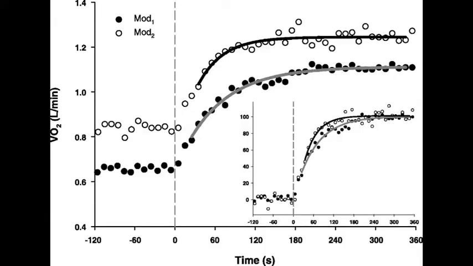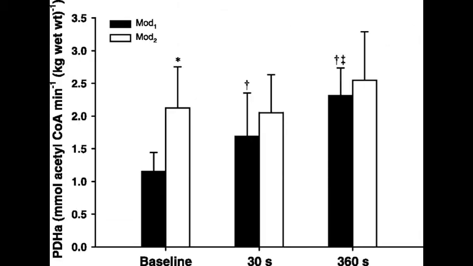The phase 2 VO2 time constant was reduced in Mod 2 compared to Mod 1, suggesting that the VO2 kinetics were faster during the transition to Mod 2 in comparison to Mod 1. In Mod 1, PDHA activity increased progressively from baseline to 30 seconds and to 360 seconds. In Mod 2, following heavy intensity exercise, PDHA activity was elevated at baseline. No significant changes in PDHA activity were experienced at 30 and 360 seconds for Mod 2.